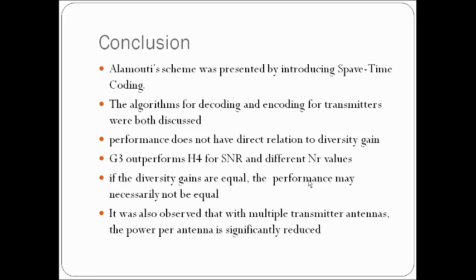It was also observed that with multiple transmitter antennas, the power per antenna is significantly reduced. The interesting takeaway from the research is that G3 and G4 outperform H3 and H4, even though H3 and H4 have higher rates. Finally, I conclude that G3 and G4 can be preferred, and also that a high code rate with lower order can be preferred rather than a low code rate with higher order.